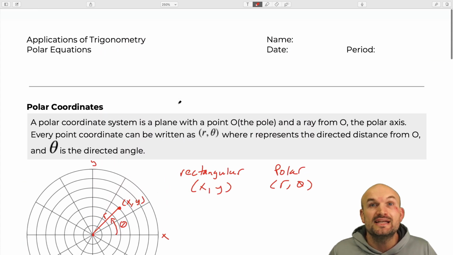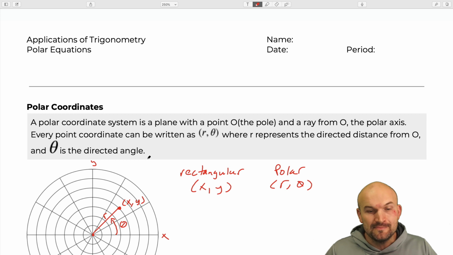Now it is time to go ahead and get started into actually applying, being able to graph polar points, as well as converting between polar points, rectangular equations, and polar equations.